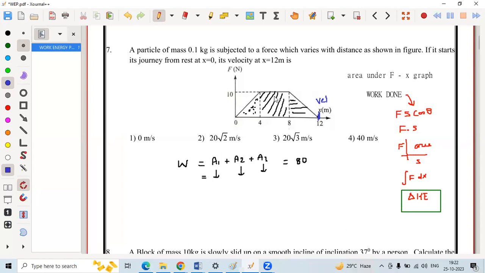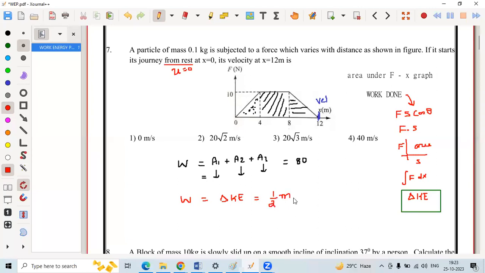Final velocity. Look, a line is given here: it starts from rest. What does that mean? Then what is the initial velocity? 0. Okay, no problem. Now I'll use work done. We have another formula, that is change in kinetic energy. What is the kinetic energy formula? Half mv square.